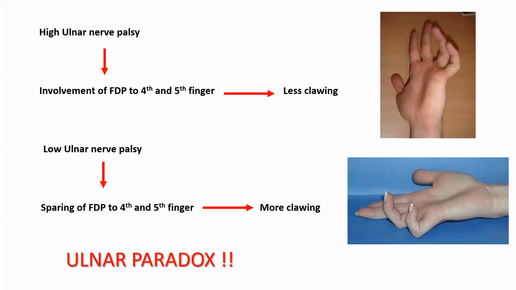Because the MCP is hyperextended, the flexor tendons are stretched, naturally causing clawing. When the muscle is paralyzed, the clawing is less. When the muscle is intact, the basic tone of the muscle causes further clawing. Are you able to understand now? Yes, sir.